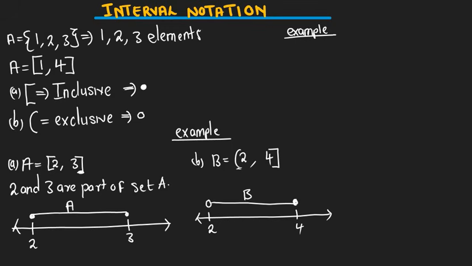They say, given that you've been given set A, and set A is this particular set, then they say set B is this particular set, find A intersection B. So how do you find A intersection B?